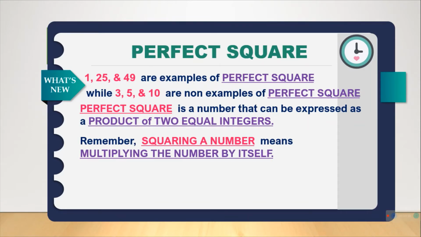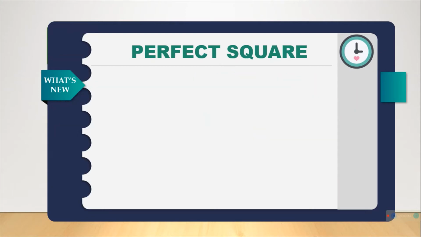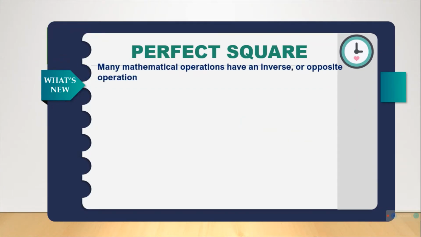Remember, squaring a number means multiplying the number by itself. So, minumultiply mo yung given number sa sarili. So, that is perfect square. Thus, the square of a number n is n times n is equal to n squared. So, perfect square, many mathematical operations have an inverse or opposite operation. Pag sinabing inverse, that is opposite. For example, addition, subtraction, multiplication, and division. That is also another example, positive and negative.